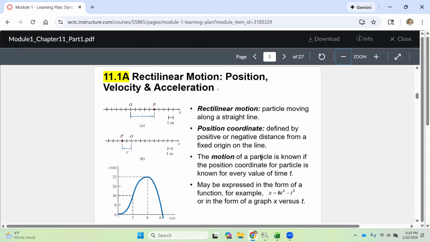So defining where something is, its origin, and knowing if it's going in a positive or a negative direction is going to be important. Now, the motion of a particle is known if the position coordinate for that particle is known for every value of time. So if it's moving, and I'm 2 seconds or 8 seconds into that motion, where is it? That's fully defining that position.